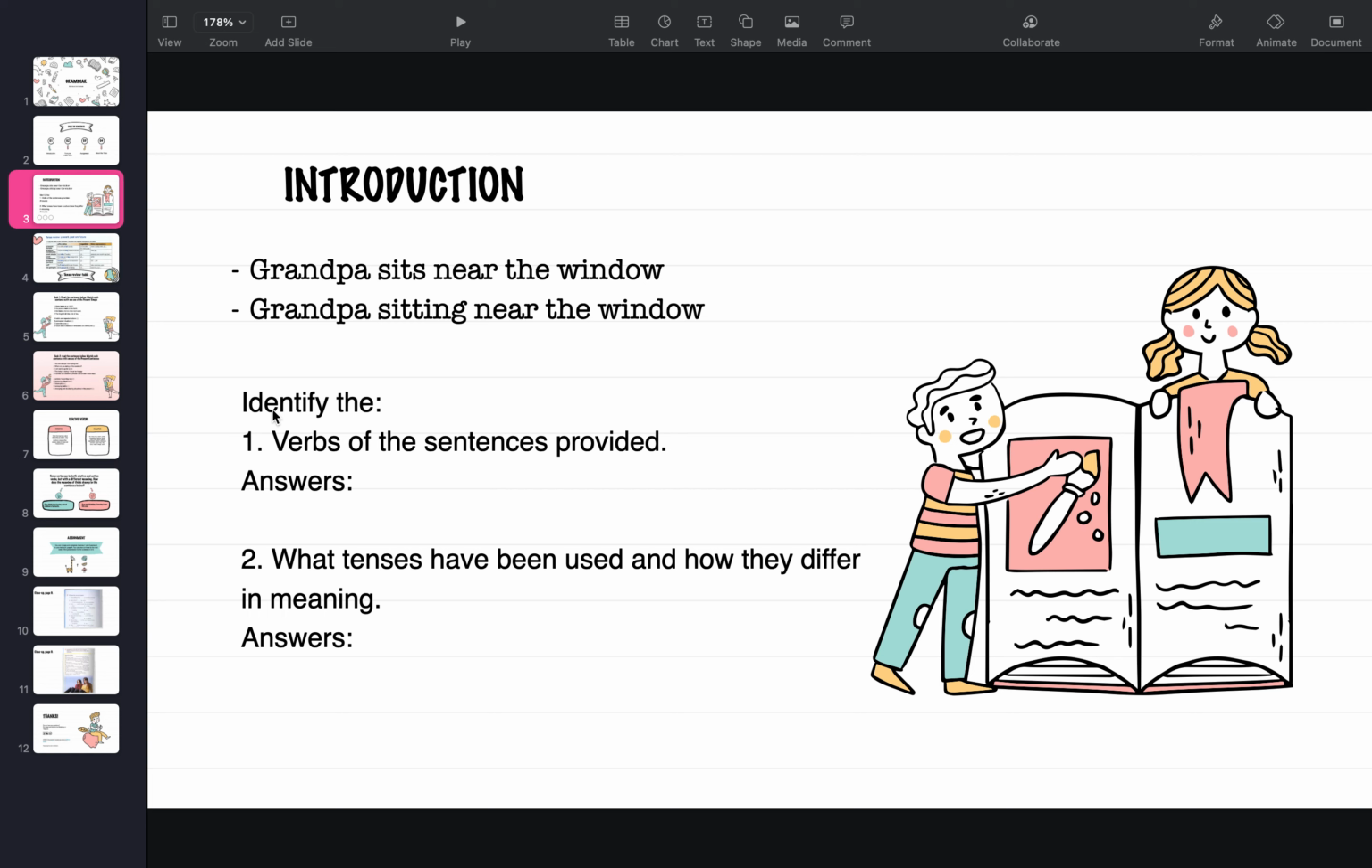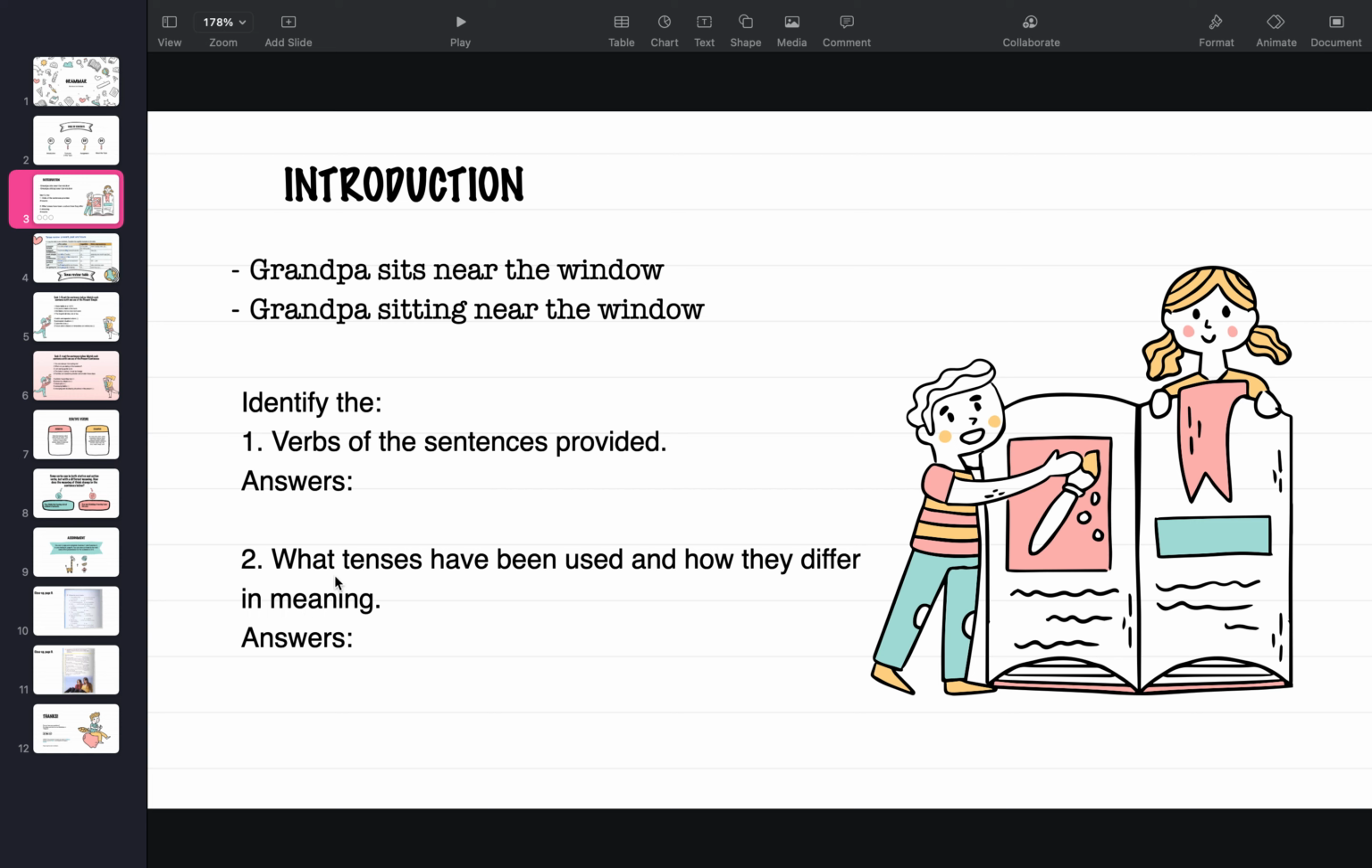Number 1, you need to identify the verbs of the sentences provided. So kamu kena kenal pasti verbs dalam ayat-ayat yang teacher bagi. Ayat dekat sini, yang mana satu verb dia? Okay, cuba cari. Is it grandpa? Is it sits? Is it near? Is it the? Or is it window? Okay, tuliskan verb yang terdapat dalam dua-dua ayat ni.